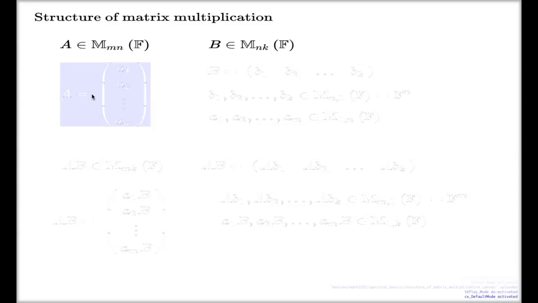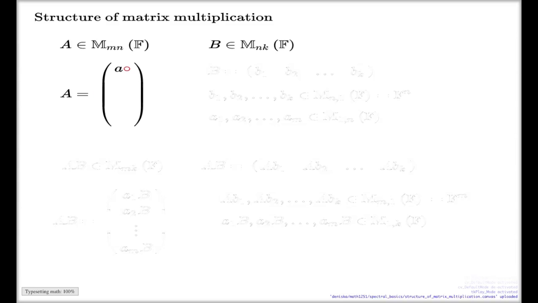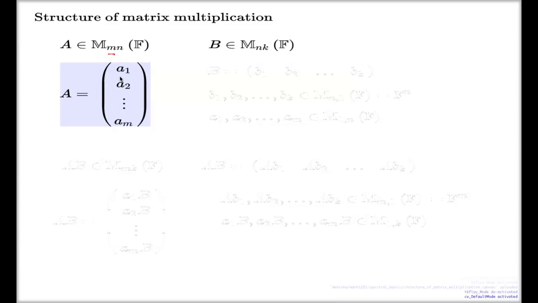For the matrix A, I will introduce individual names to the rows of that matrix. Here we go: A1, A2, AM. Altogether we have m rows. Each of them will have this name. So individually each little a is a matrix of one row and n columns. So each little symbol A1, A2, AM comes from this class: one row, n columns, the same field of scalars.